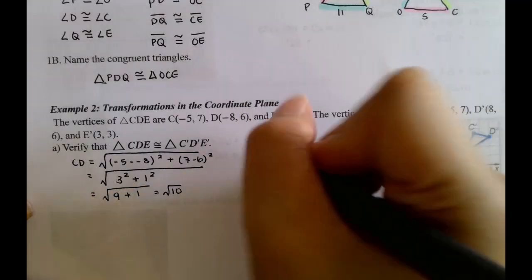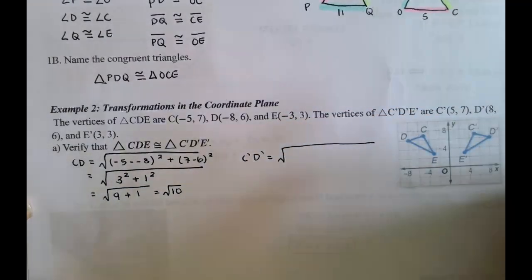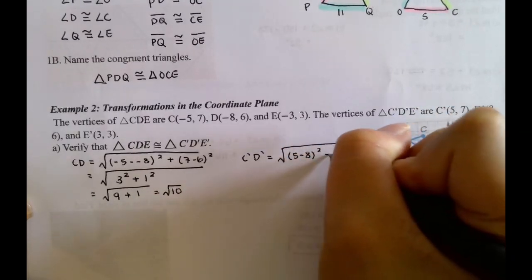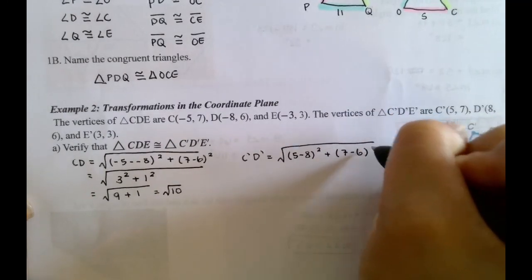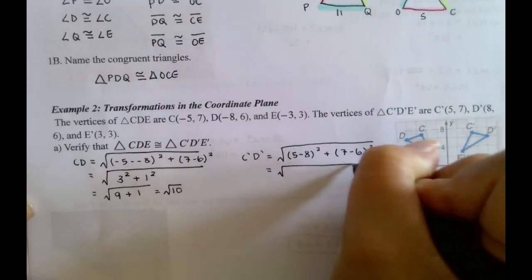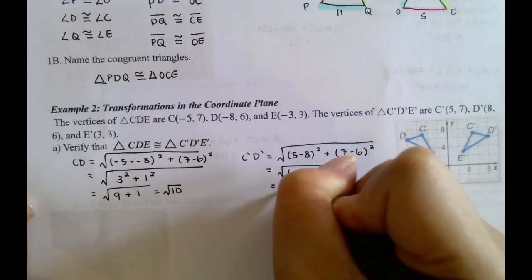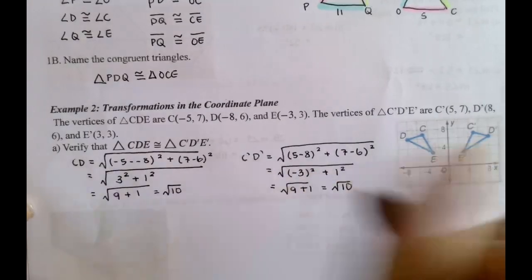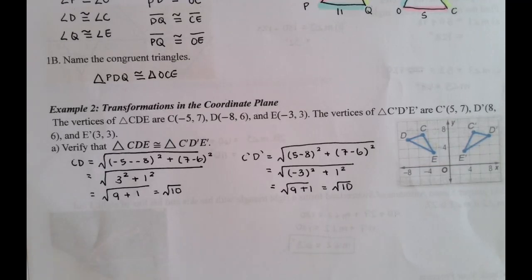Then I'm going to do the same thing for C'D' points. So (5 minus 8) squared plus (7 minus 6) squared. 5 minus 8 is negative 3. 7 minus 6 is 1. Negative 3 squared is 9. 1 squared is 1. 9 plus 1 is 10. So far, so good. And then I'm going to do the same thing for DE and EC, and then see if those match as well.